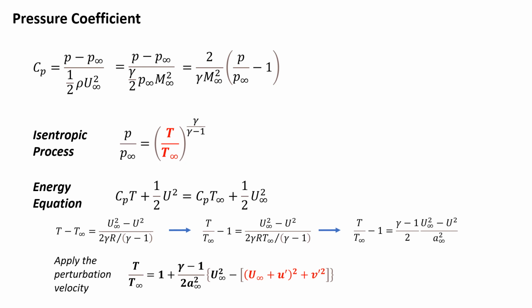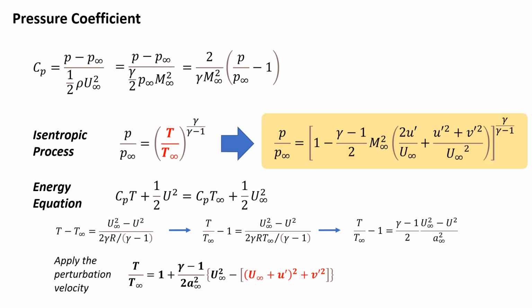Okay, so now we have the temperature ratio, and we just put it back into the isentropic process, which is a relation between pressure ratio and temperature ratio. So we have this relation. It looks not so neat, but let's see what happens next if we further apply the small perturbation assumption.